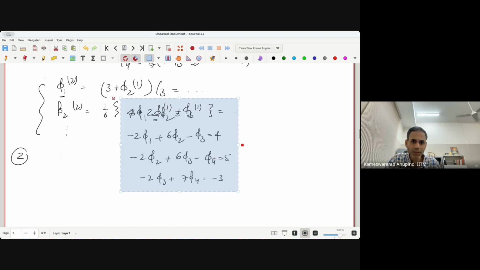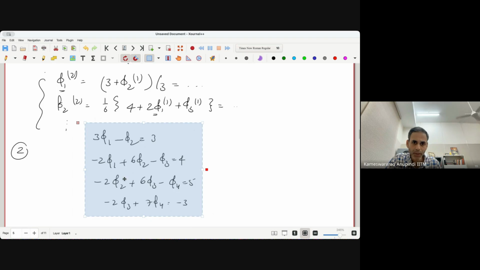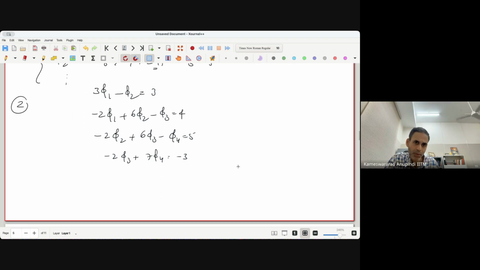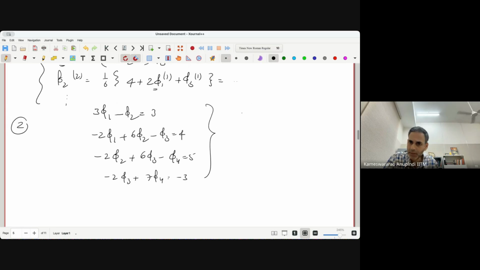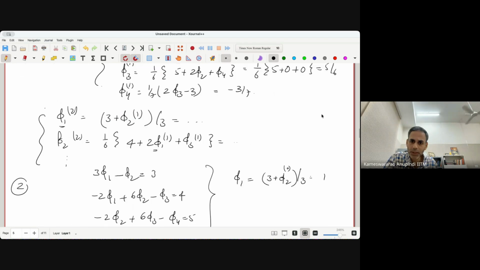Okay, so if I'm going to do Gauss-Seidel, then what should I do? My P1 will not change. P1 is going to be the same. So this is 3 plus Phi2 divided by 3. Phi2 equals the initial value, which is 0. So this is going to be 1, right? So this is 1 just like before.